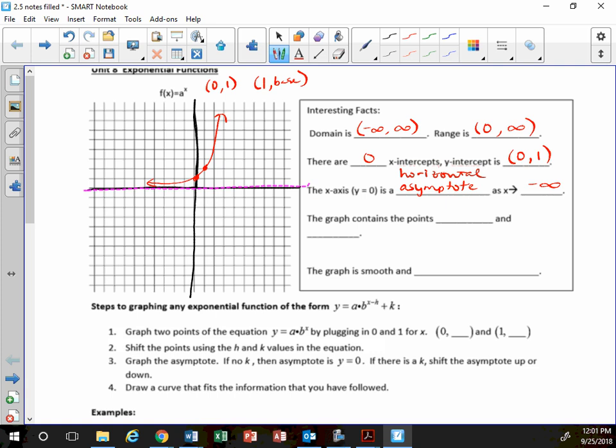Are we going to need to know e again? You're just going to have to show me 2 points and then, I mean, you're going to have to understand what the shift is doing, but. So you're always going to start with 0, 1 and 1, base as the 2 points in your graph. And then we can apply our transformations to that. And then your graph will always be smooth and continuous.